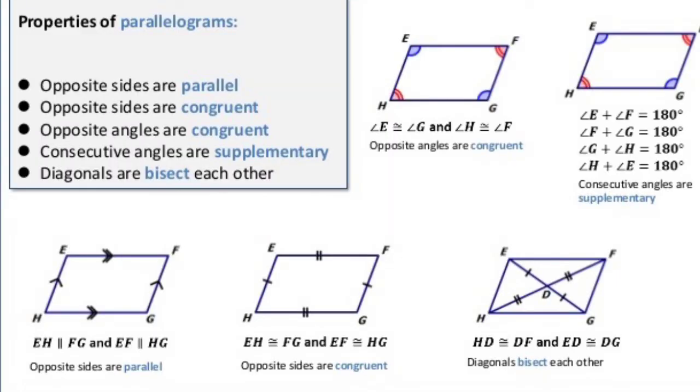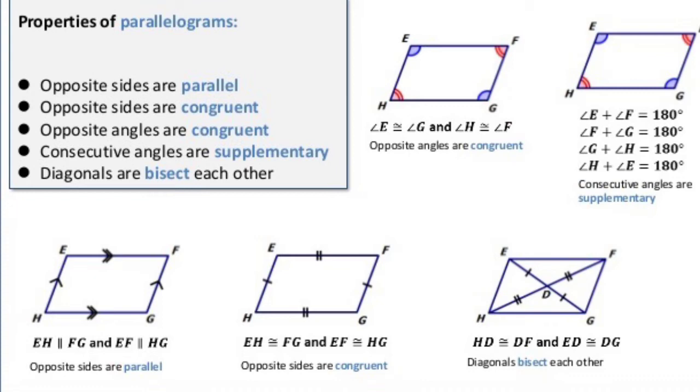Students, let us see how we can represent mathematically the properties of quadrilaterals, in which we are considering the parallelogram. In a parallelogram, opposite sides are parallel, opposite sides are congruent, opposite angles are congruent, consecutive angles are supplementary, diagonals bisect each other. So in the very first, here we can see that opposite angles are congruent, meaning angle E is congruent to angle G and angle H is congruent to angle F, and opposite angles are congruent, right?